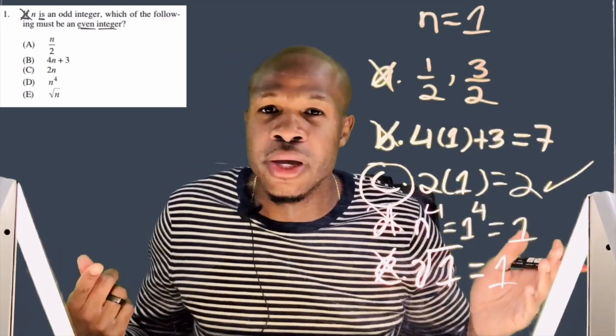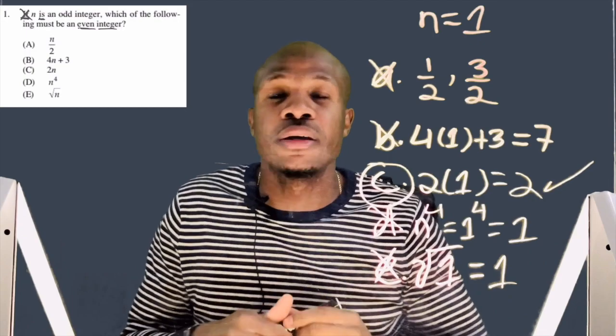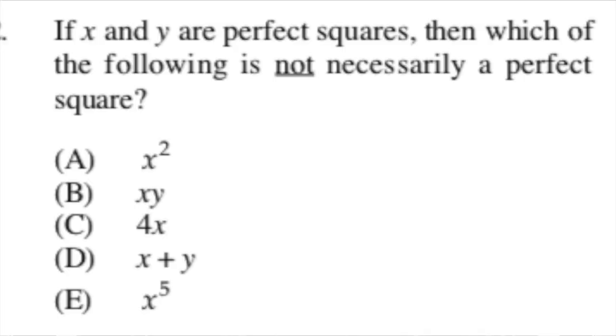Okay? Easy, right? All right. So let's move on to the second problem. Question number 2 states that if x and y are perfect squares, then which of the following is not necessarily a perfect square? So this problem is pretty straightforward, right?